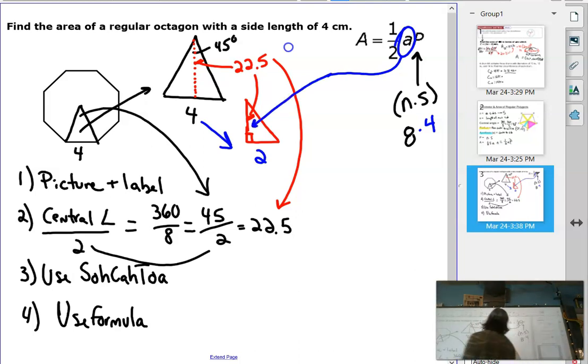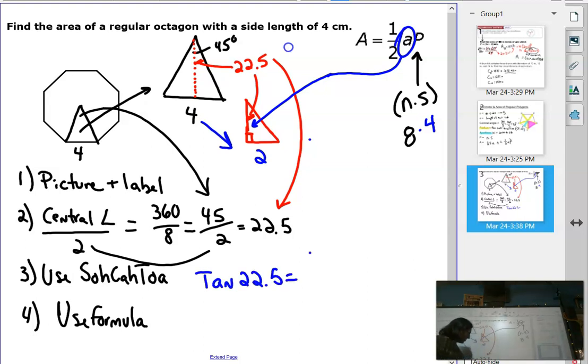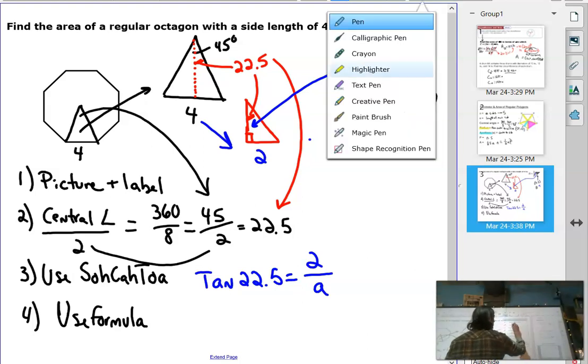All right? So if I'm thinking about this picture, if I'm standing in a 22.5 degree angle, I know the opposite side. I'm looking for the adjacent side. So we're going to say the tangent of 22.5 equals opposite 2 over A, the apothem. And again, this is coming from this picture right here.